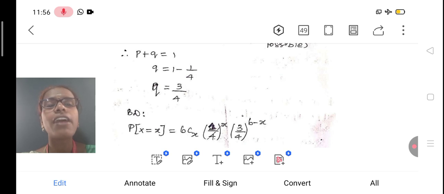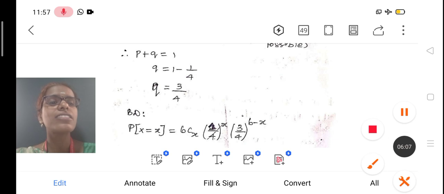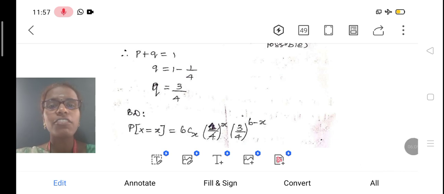Now we have got all the values n, p, q. Directly replace them in the binomial expansion, so we will get the binomial distribution. The remaining thing we will see in the next class.